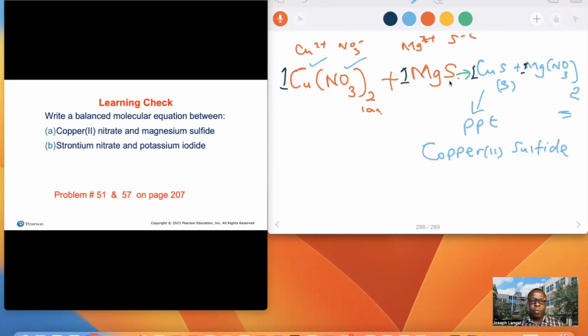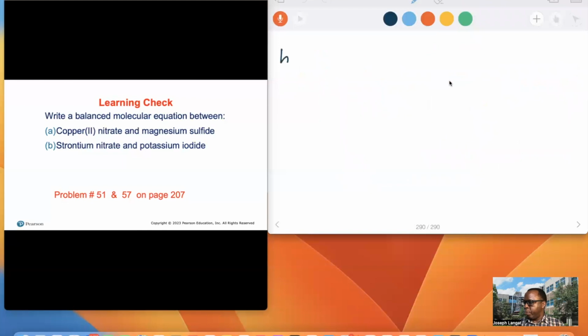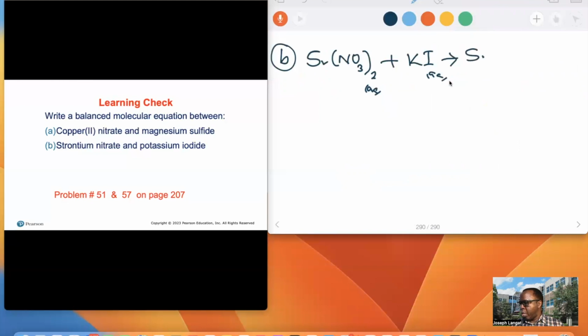These take care of A and B. Strontium nitrate. Strontium is in group 2. So Sr(NO3)2, aqueous, plus potassium iodide, aqueous, to form SrI2 plus KNO3, aqueous.